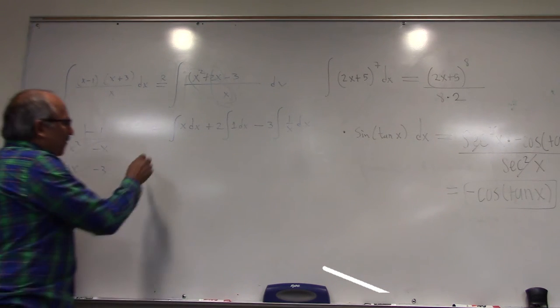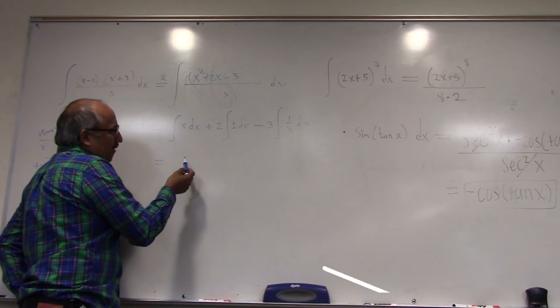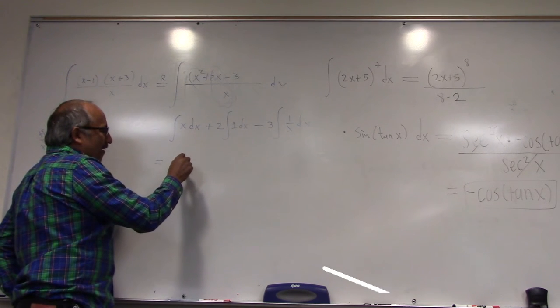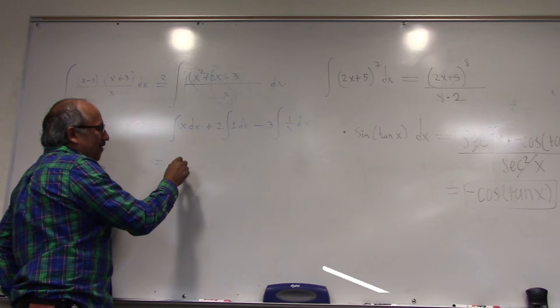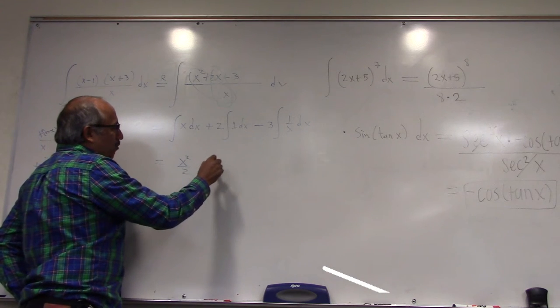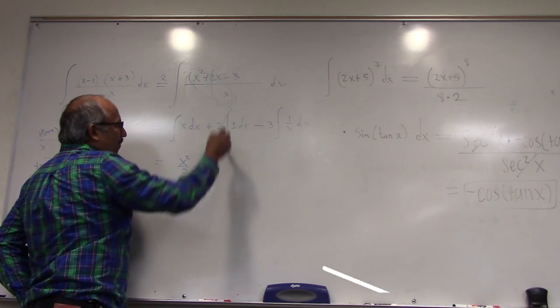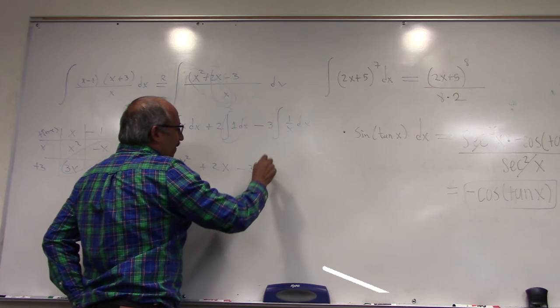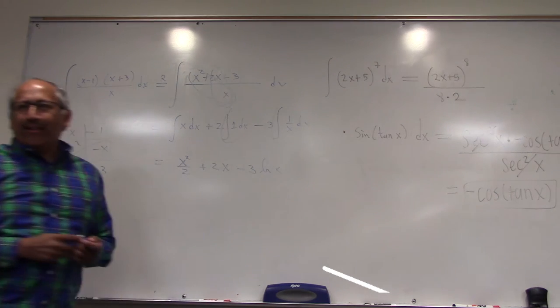Do you see, guys? This is so easy. Guys, I'm wasting my time here. What is it? X squared over 2, plus 2 times X, this special one. Minus 3, special one, ln of x. That's so easy, right?